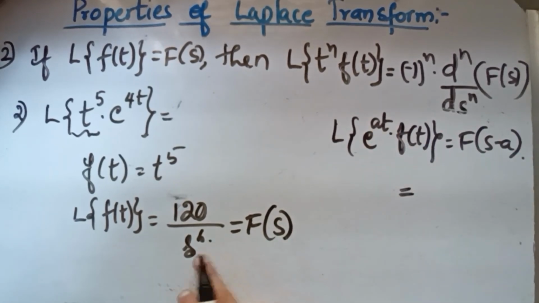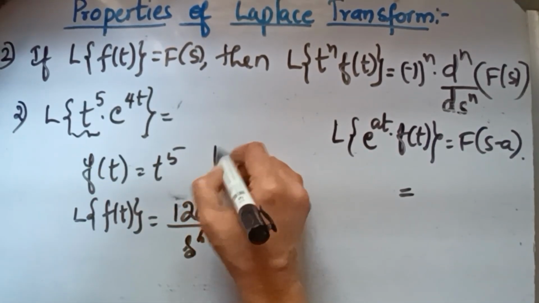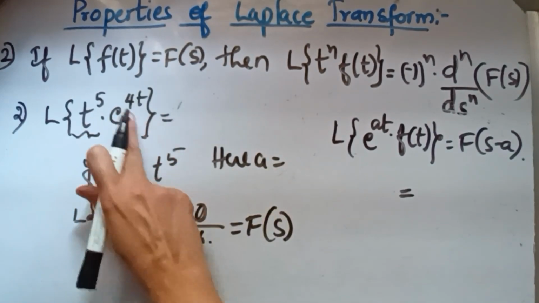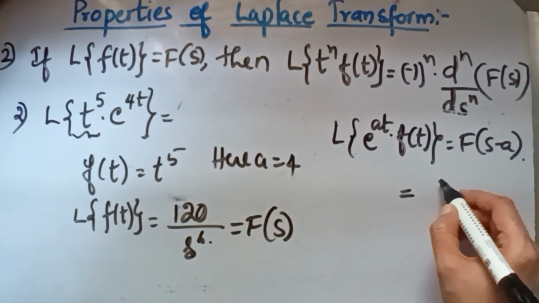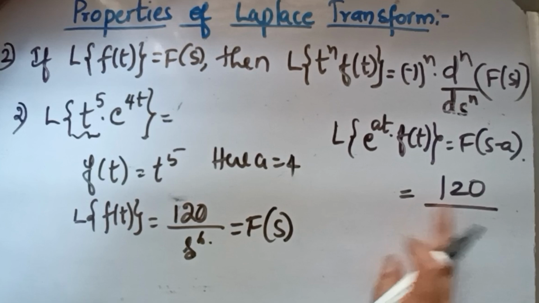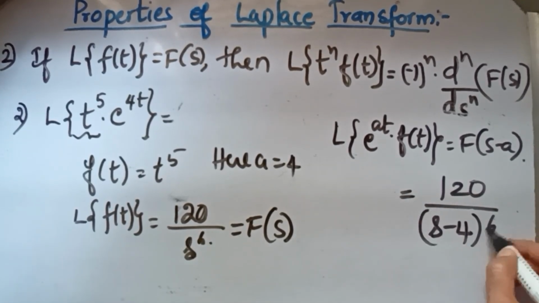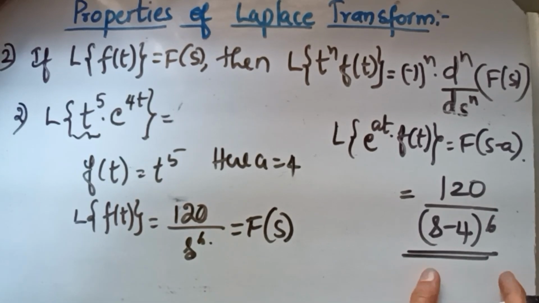So replace s by s minus a. What is the value of a? Here a is the coefficient in the power of the exponential, that is 4. So 120 divided by, replacing s by s minus 4, (s minus 4) to the power 6. This gives you the answer easily as well as quickly. So you can apply any one of the properties for this example.